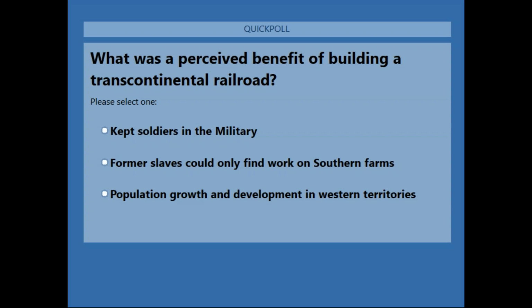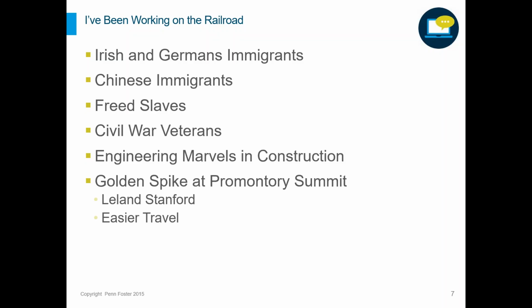All right, thank you so much for your quick responses. The answer, of course, was the population growth and development of the Western territories. Looking back at this slide, it was veterans and freed slaves that made up a large portion of the population of the workers on the railroad. So obviously, we see already just in the workforce of the railroad the opportunity for a lot of people to move out west, move into these territories, and build a life based on the stops of the railroad. Any questions as we continue on?